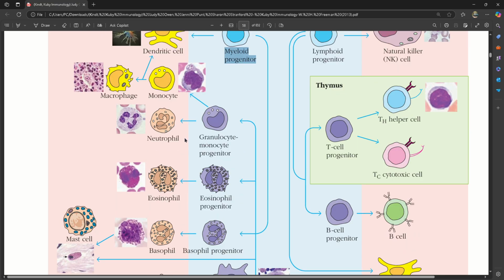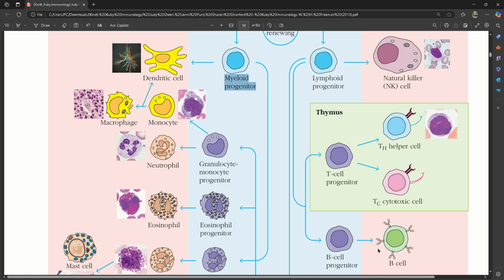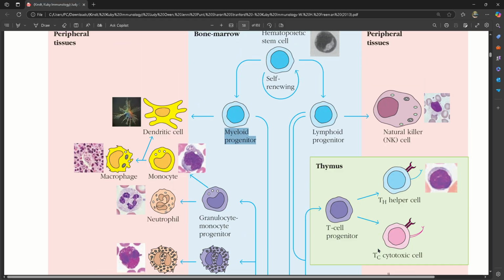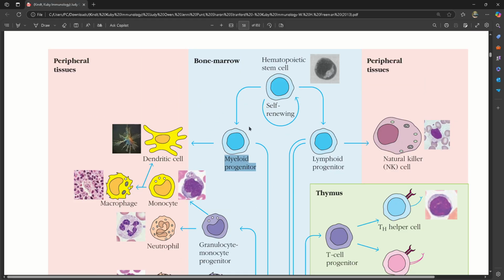granulocytes, and eosinophils, basophils, eosinophil progenitor cells, and basophil progenitor cell, and basophil and mast cells. Mast cells are important in the allergy response. So one line is the myeloid progenitor cells and other line is lymphoid progenitor cells.